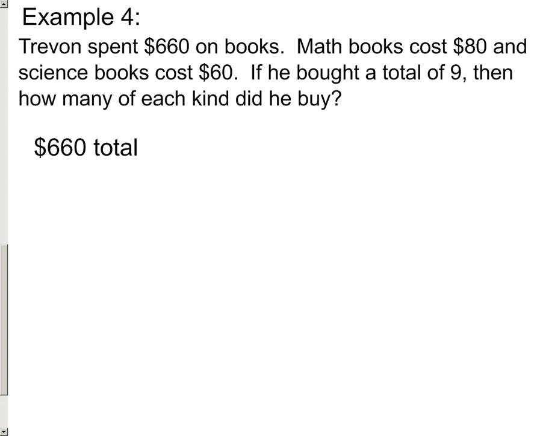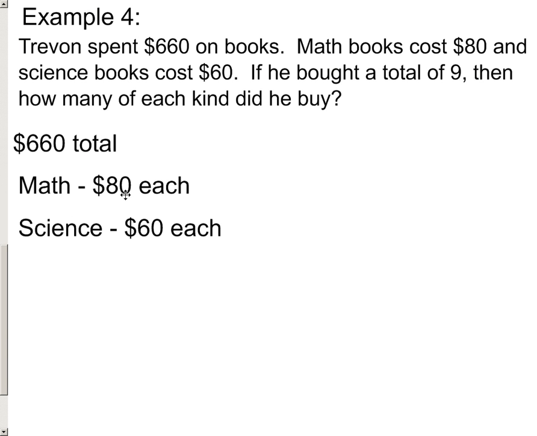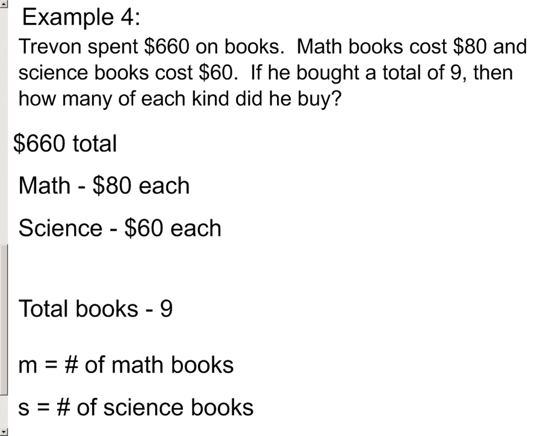$660 total. Each math book is $80. Each science book is $60. And I also know that he bought a total of 9 books. So let's use M for the number of math books, S for the number of science books. And now we can just start putting them together.